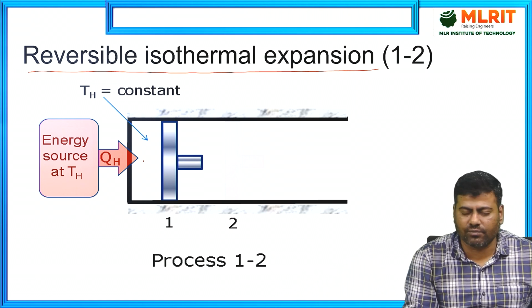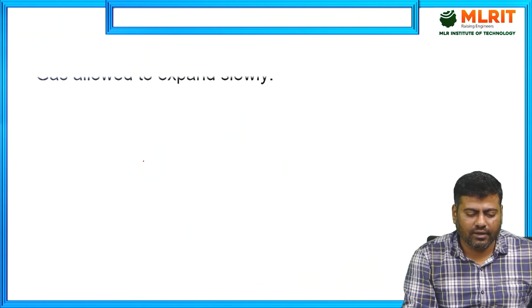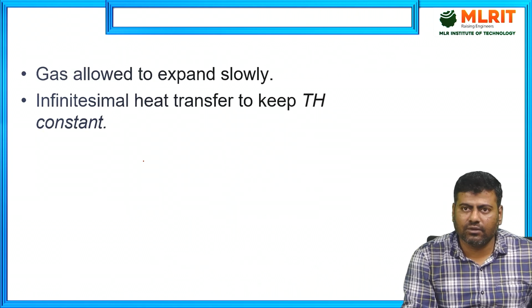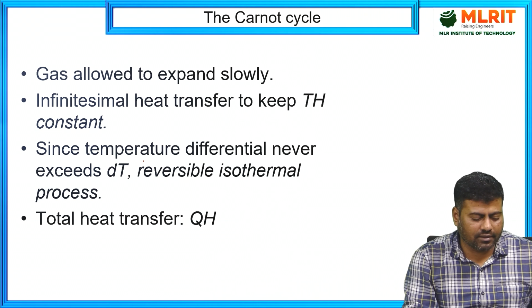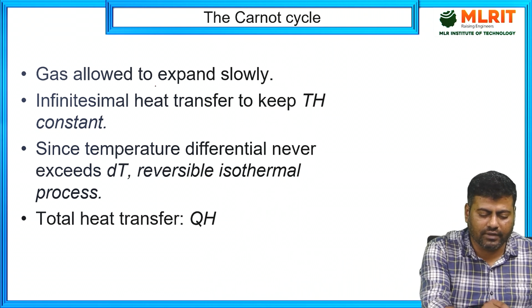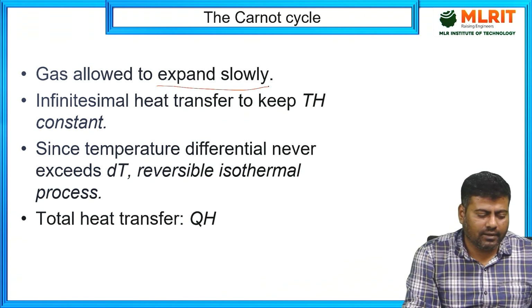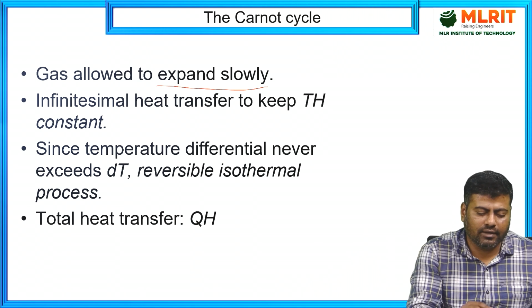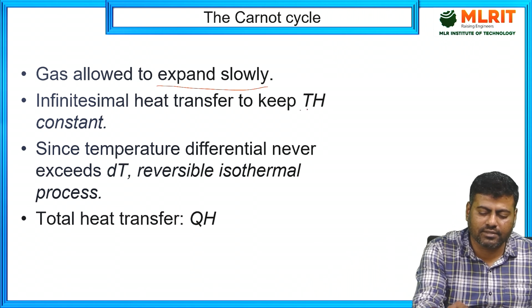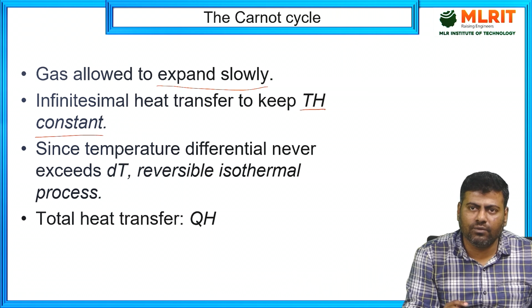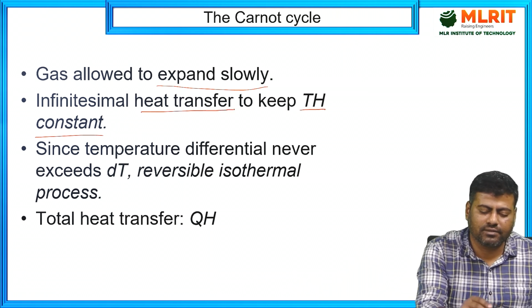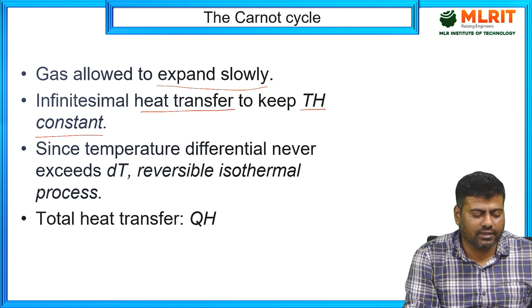In that way I have assumed actually, right? And see, the gas is allowed to expand slowly. What is that? A reversible isothermal expansion we have assumed. Listen here. So we have the gas allowed to expand very slowly, with infinitesimal heat transfer to keep TH constant. The heat transfer takes place in an infinitely slow manner, so that I can assume the temperature remains constant.